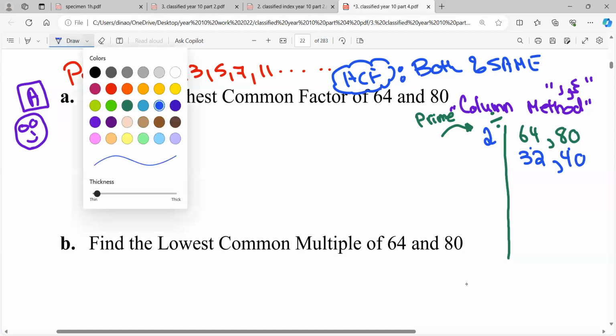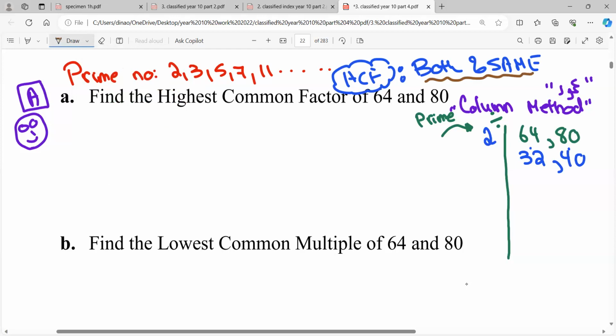Then I continue asking myself the same question again. Both 32 and 40 can be divided by the same prime value. Can I use the 2 again? Definitely, so I write it next to them. 32 divided by 2 is 16, and 40 divided by 2 is 20. Then you ask yourself again, same keywords.